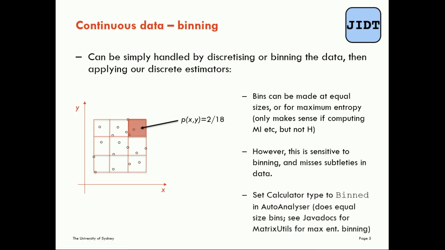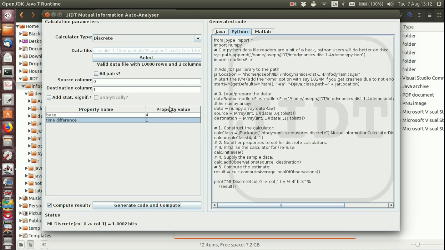In any case, it's implemented for you in the AutoAnalyzer GUI. You just set the calculator type to bin, and it will take care of the rest for you. That will do equal size bins. If you want to do maximum entropy binning, you can see the Java docs for the MatrixUtils class. I won't show you how to do that right now, but I will quickly go to the GUI and show you.